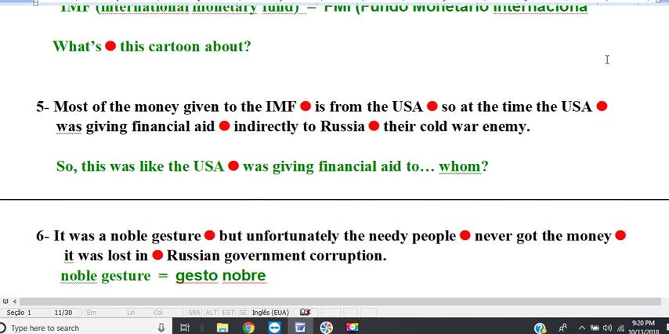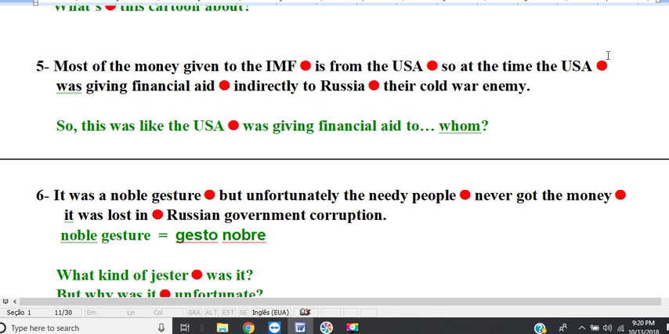Line 5. Most of the money given to the IMF is from the USA. So at the time, the USA was giving financial aid indirectly to Russia, their Cold War enemy.